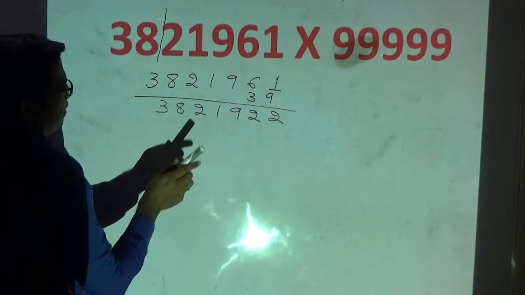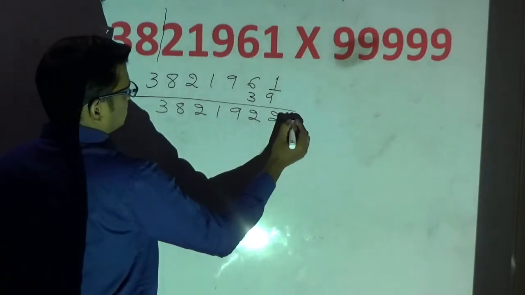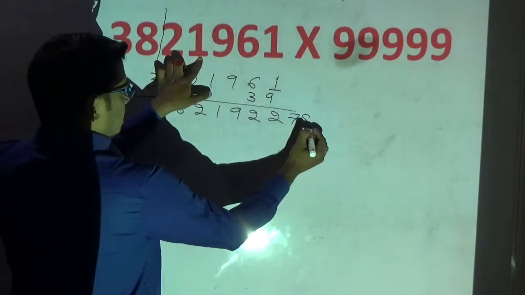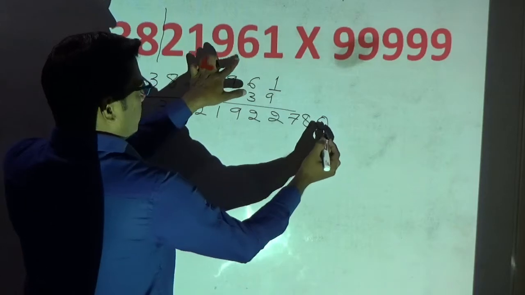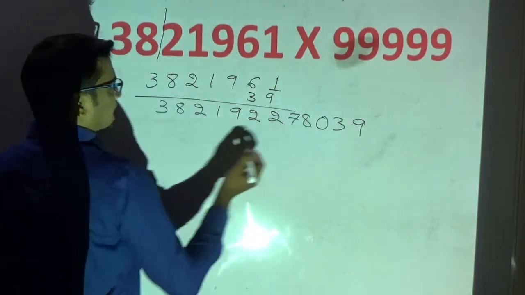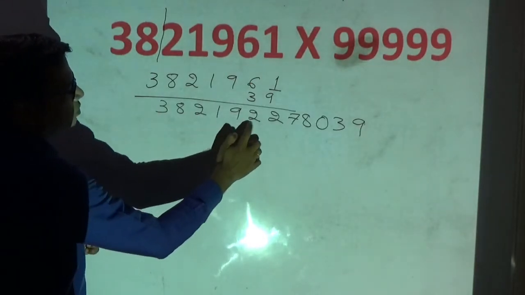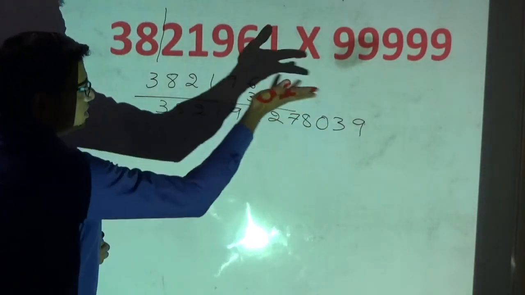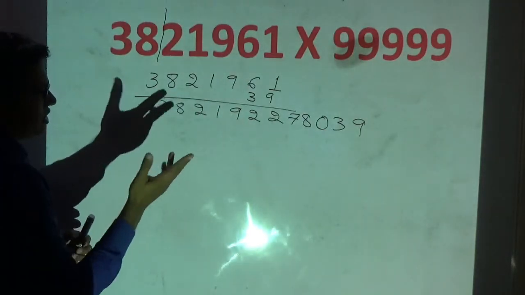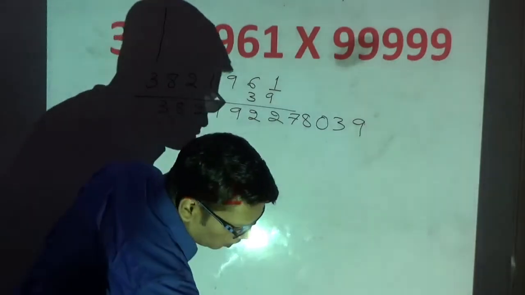Now you observe, I have to apply all by 9, last by 10 for this. 9 minus 2 is 7, 9 minus 1 is 8, 9 minus 9 is 0, 9 minus 6 is 3, last by what? 10. 10 minus 1 is 9. See, answer is ready. What is your answer? 382192278039. See how quickly I am getting. You can check in your calculator whether the answer is correct or not. Hope you have understood. Okay.